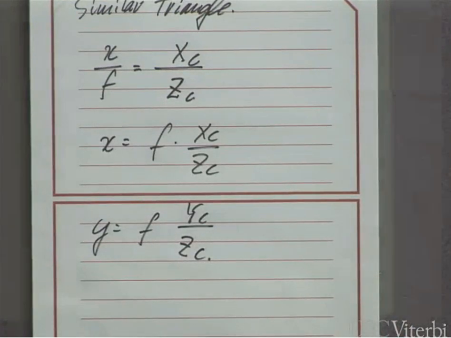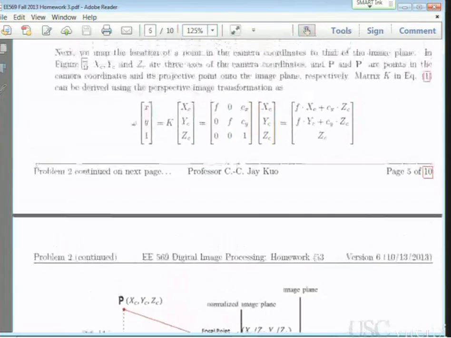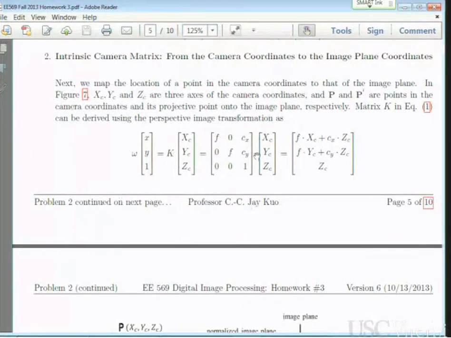Yeah, so that's exactly what I said. I have small x here or small y here. Small x divided by f is equal to capital XC divided by ZC. This is a similar triangle. And similarly, small y divided by f is YC divided by ZC. That's exactly what I wrote here. Right? So that's about the distance. And if you choose f equal 1, this term is just one. So that's normalized.